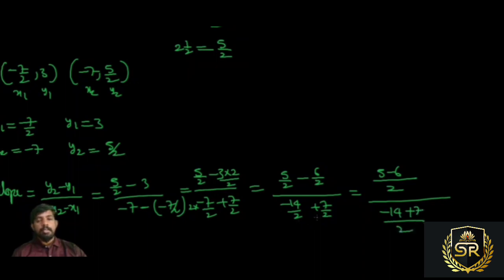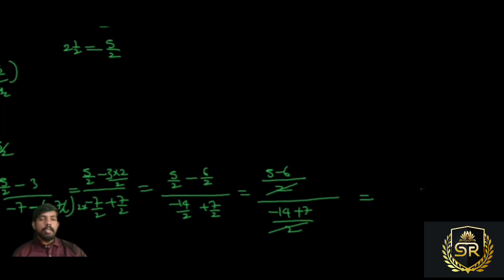If you write the denominator same, write the numerator also same. So here 2 will get cancelled. 5 minus 6 is minus 1 by minus 14 plus 7 is minus 7. So minus minus cancelled. 1 by 7 is the solution. Slope is denoted by m. Okay, that's all, this is the solution.